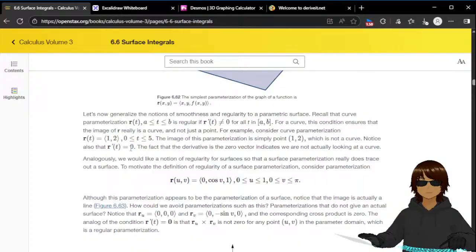Notice that also the derivative is 0. The fact that the derivative is 0 there indicates that we are not actually looking at a curve.